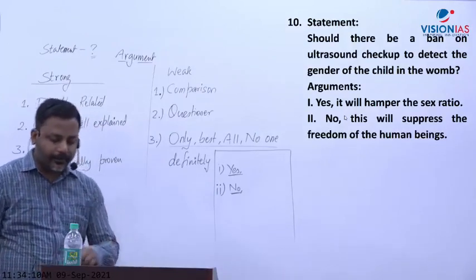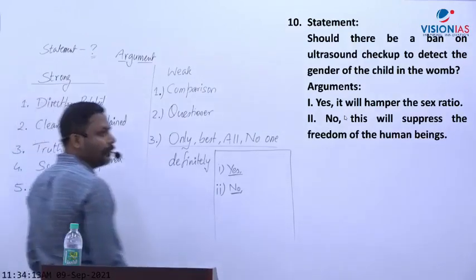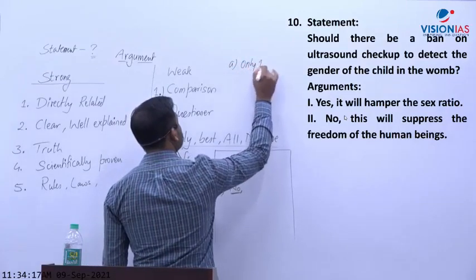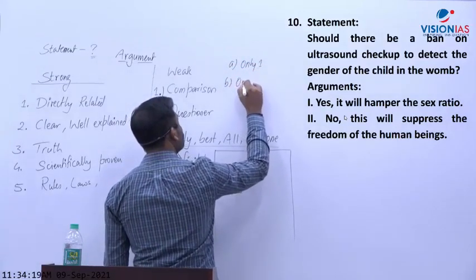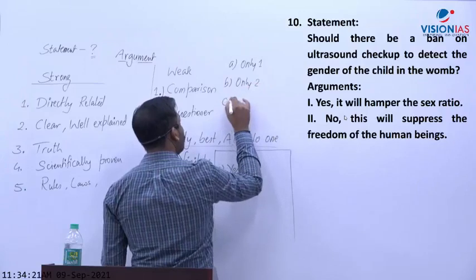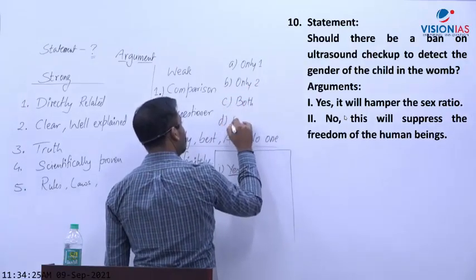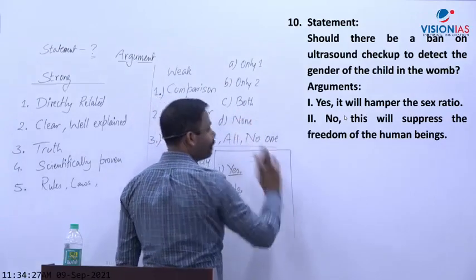Apurv, we have only 4 options. Option A, only 1 follows. Option B, only 2 is strong, second is strong. Option C, both are strong. And option D, none of them is strong.